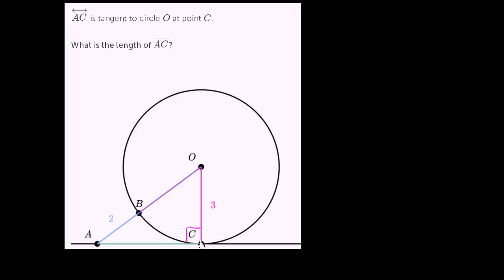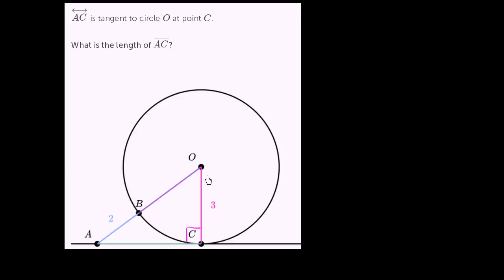So if we know two of its sides, we could use the Pythagorean theorem to figure out the third. Now we clearly know OC. Now OA, we don't know the entire side. They only give us that AB is equal to 2. But the thing that might jump out in your mind is OB is a radius.